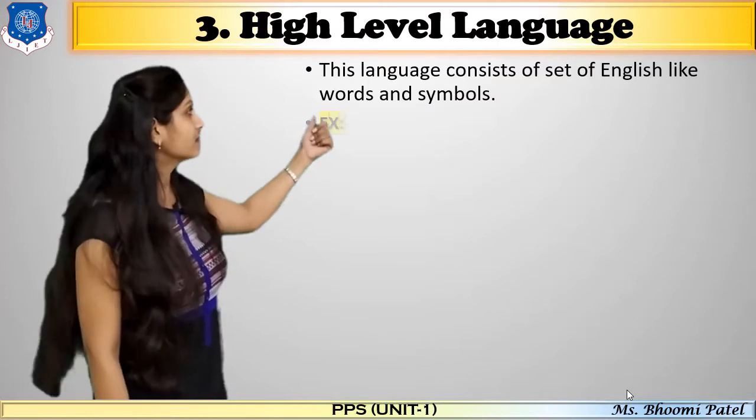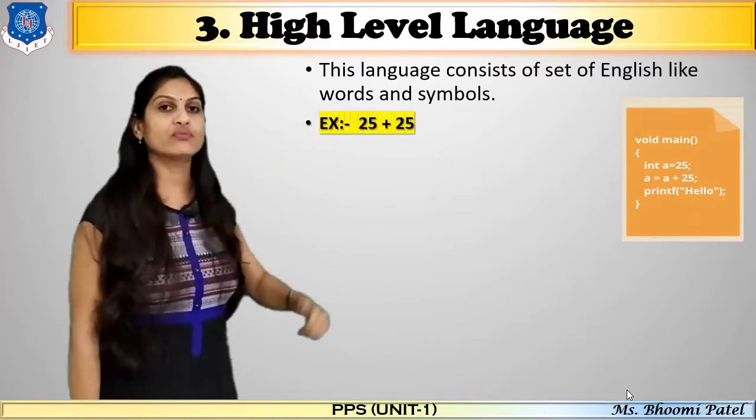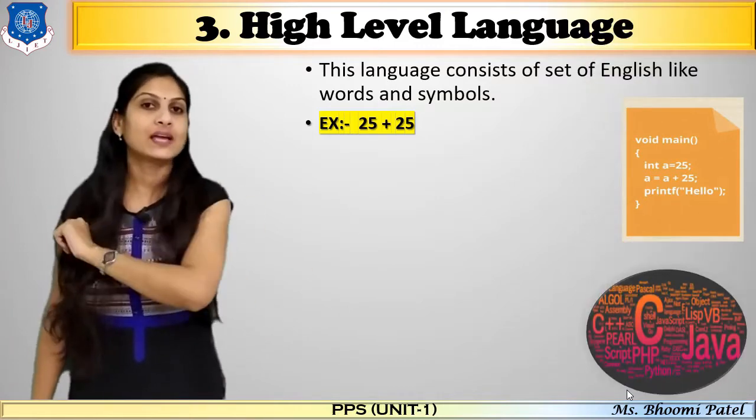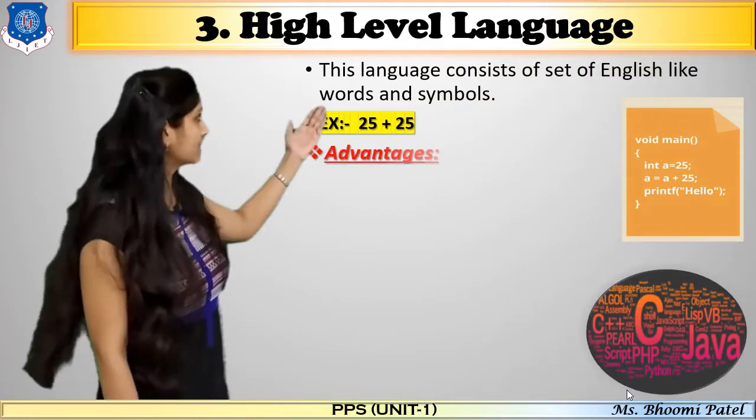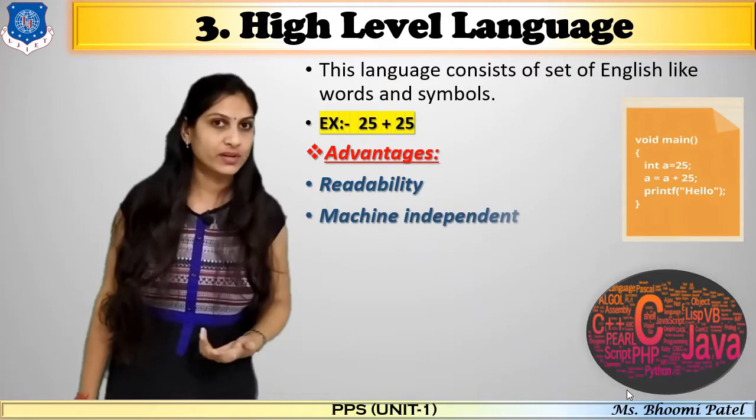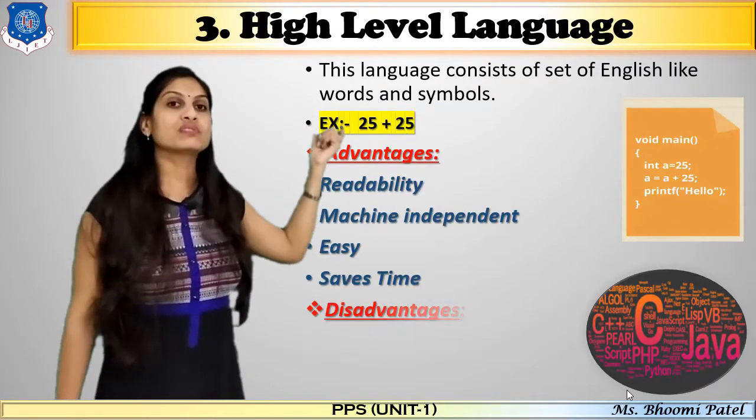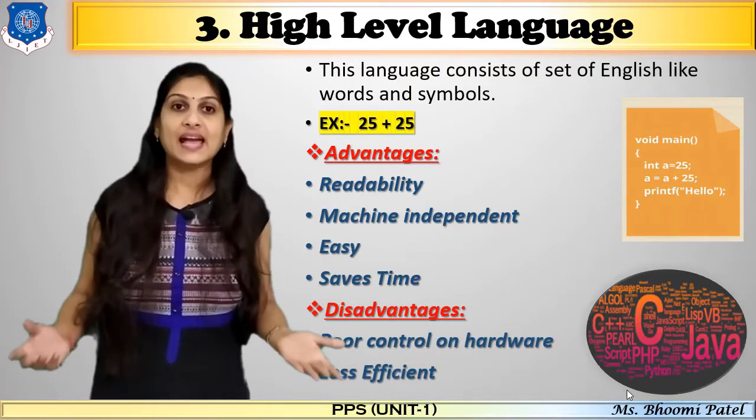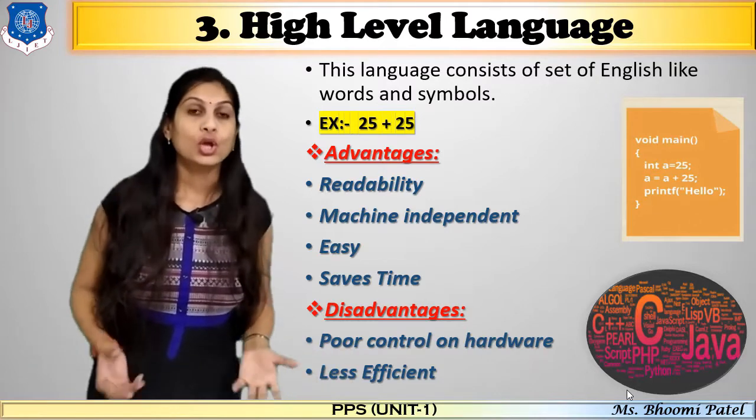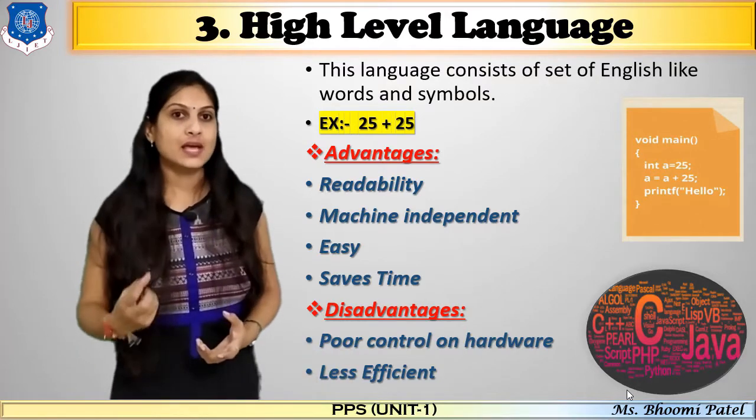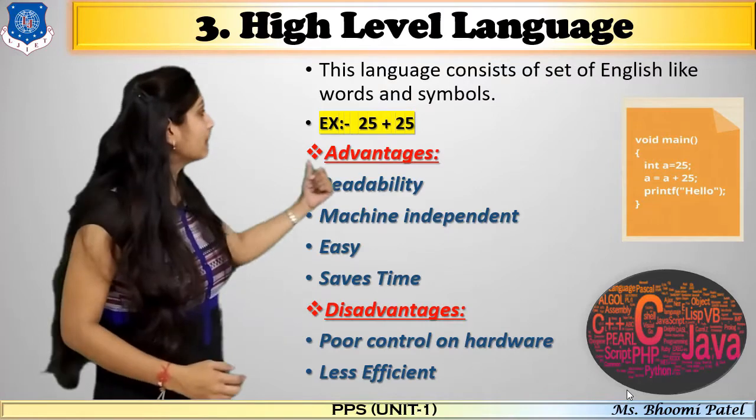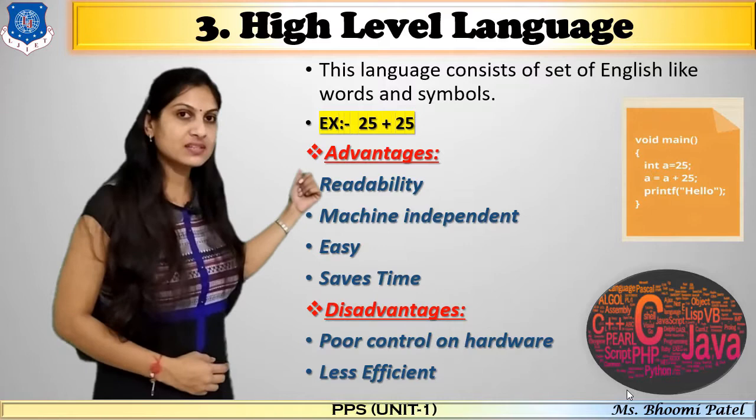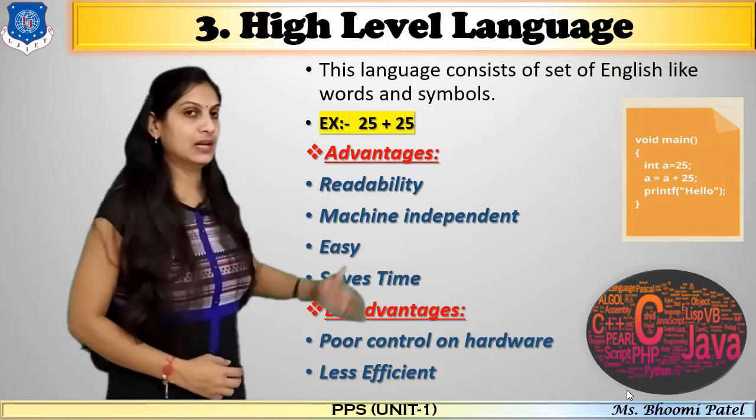How? Let's see here the same example of addition of two numbers. Suppose you want to perform 25 plus 25, then how can you write it? Same, 25 plus 25, that is 50. In the same manner you have to write the code, that is A plus B. Here there is no need of writing add, no need of writing move. So according to this concept, it automatically increases the readability of our programming language. That is the first advantage of using high level language.